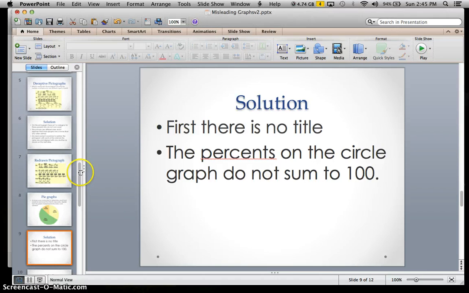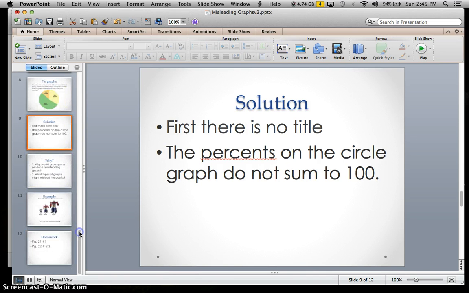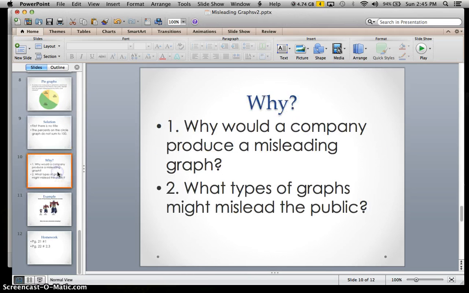Okay, so some questions that we now have to ask ourselves about misleading graphs. Why would a company produce a misleading graph? Why would they want to give the wrong idea or the wrong impression about certain kinds of data? Take a minute and think about that. I want you to jot some things down so when I come over and speak with you, you have some idea as to why companies would want to do this.